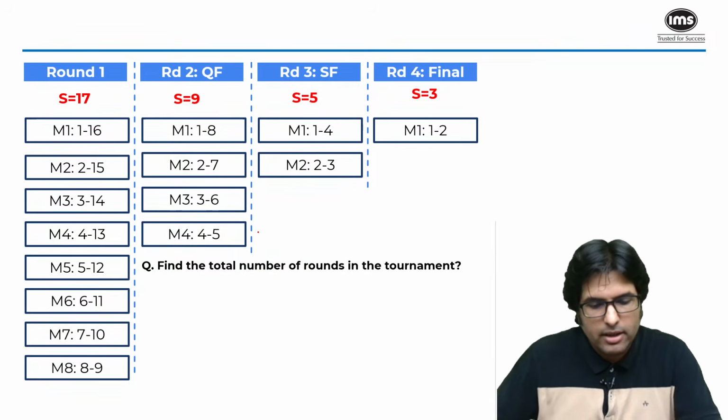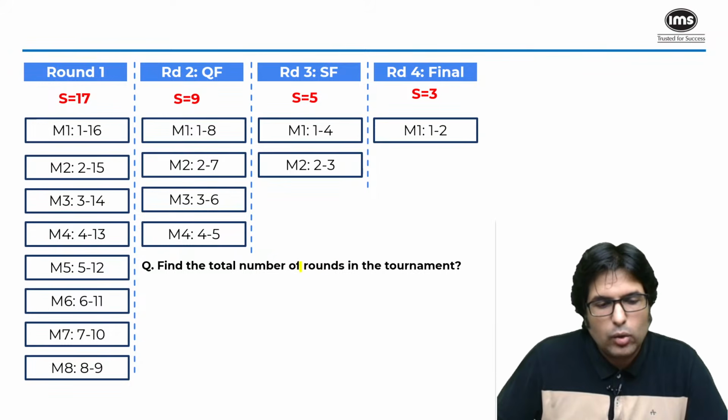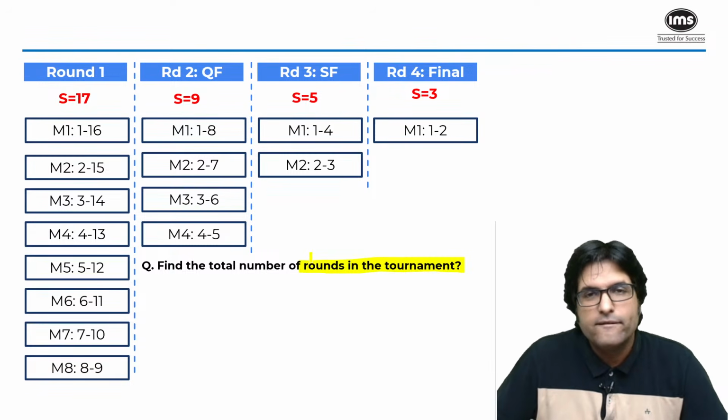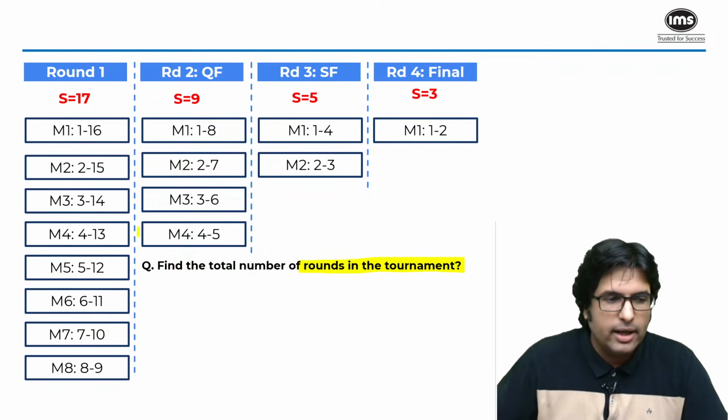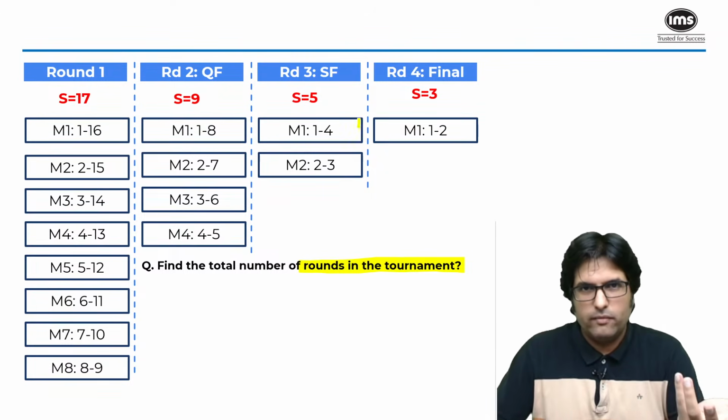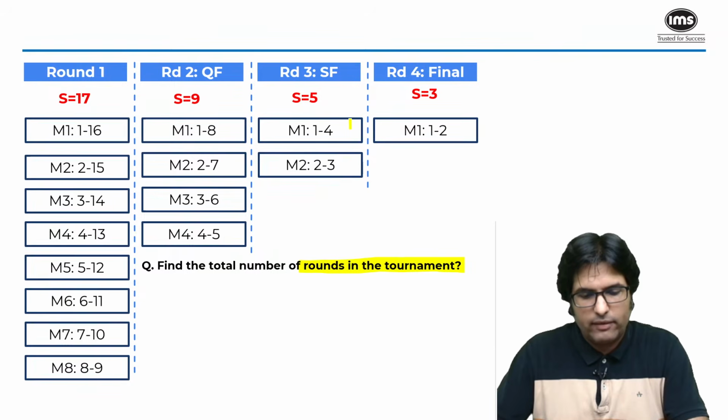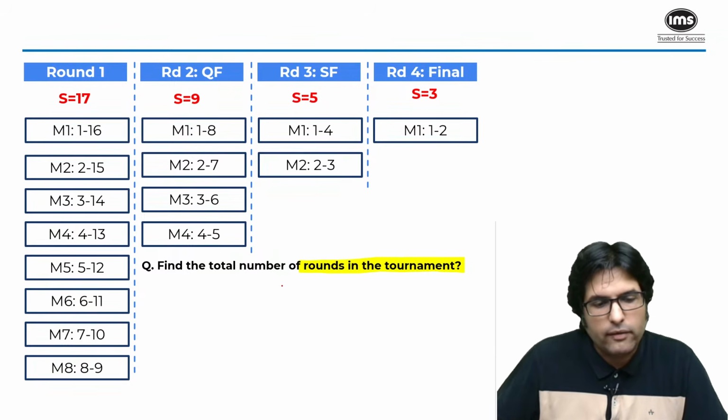The next question is similar. It says find the total number of rounds in the tournament. So the question is asking find the total number of rounds. Now again, think of round 1 where we had 16 players, then round 2, round 3, round 4. It is but obvious that based on the structure that we have created, the number of rounds are equal to 4. But can we generalize this?